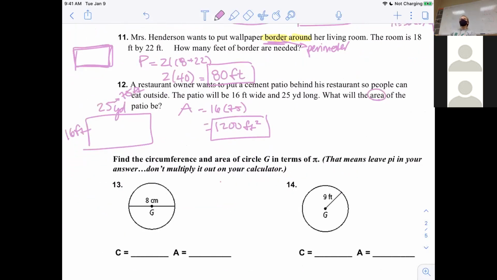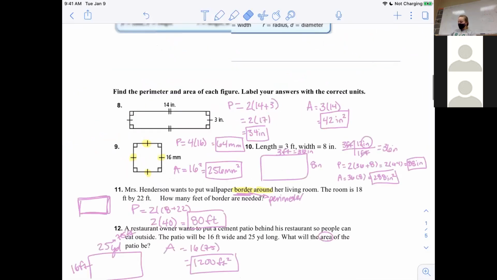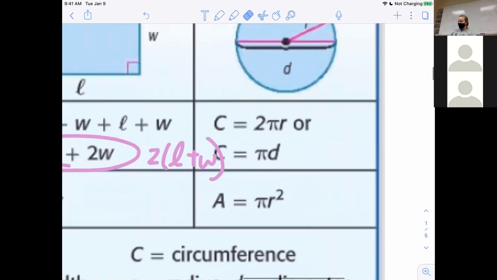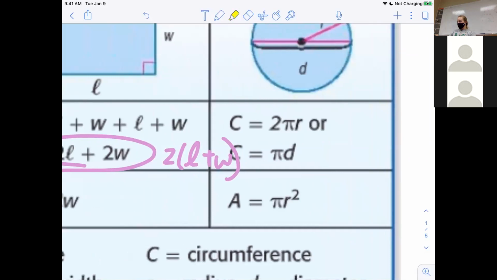Any questions on the area and perimeter of the square and rectangle types of problems? All right, let's do the circle ones. I've got circumference and area. If I don't remember, I'm going to just jump back up here. I personally remember circumference is 2 pi r. I can't remember pi d for whatever reason. And then area is pi r squared.